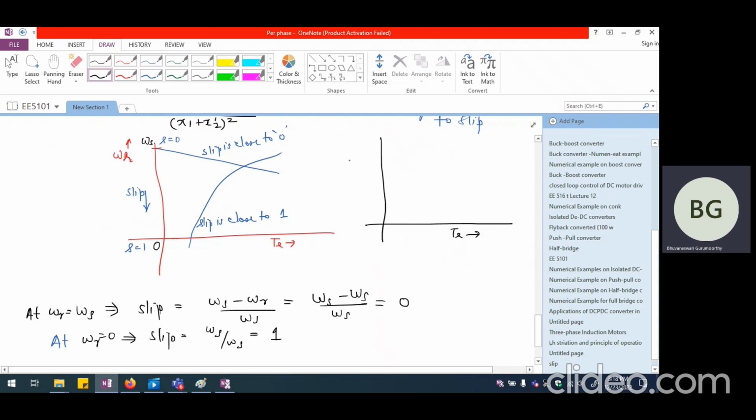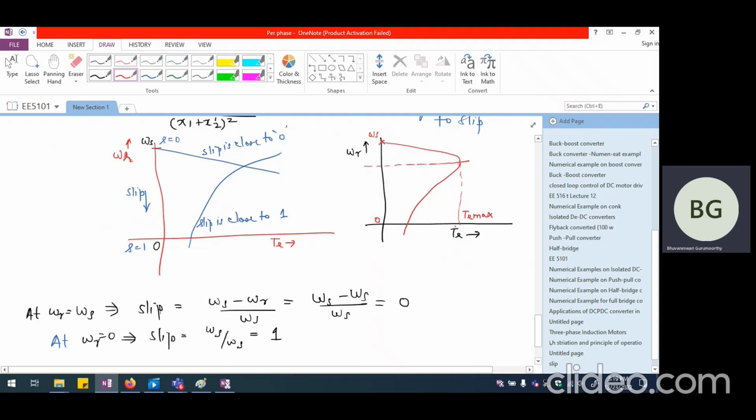So if this is TE and this is omega R, which is increasing in this direction, and let us say this is omega S and this is omega R equal to 0. So we are going to have something like a linear characteristic, and this is how the induction motor characteristics are drawn. So at some particular point, we are going to have a maximum torque occurring. So this is TE max, or this is the maximum torque an induction motor can generate.